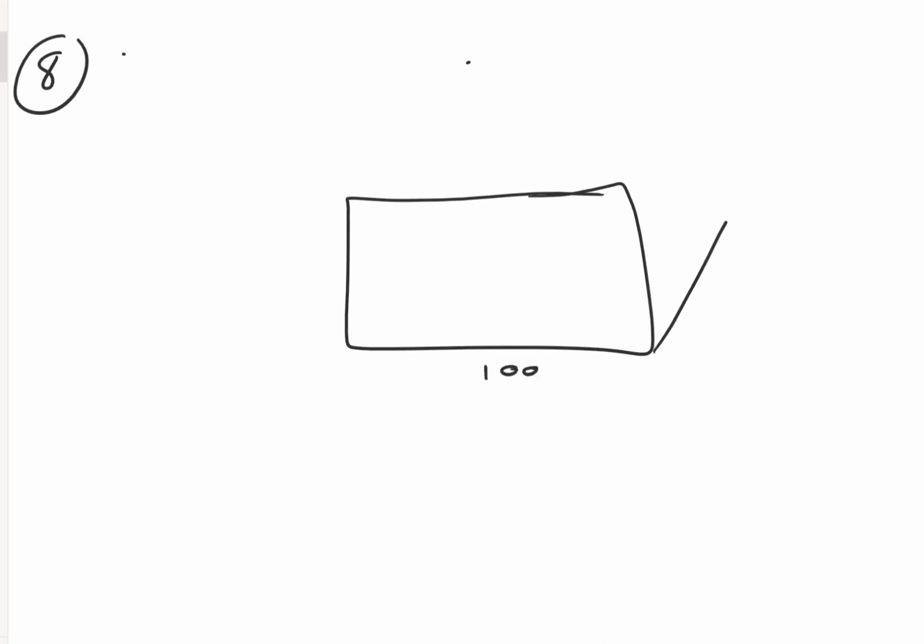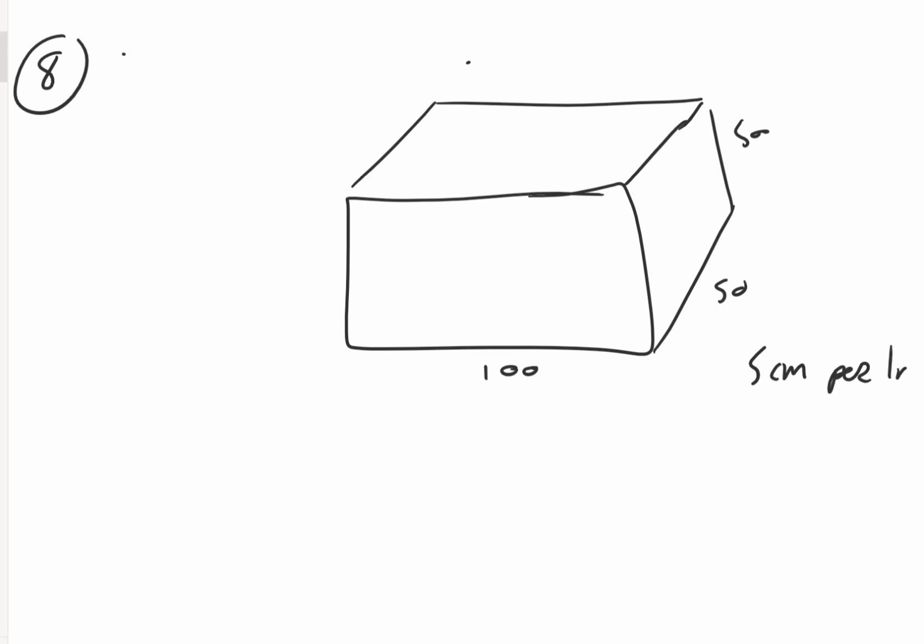Okay, last question. It says the water tank in the attic measures 50 high, 50 wide, 100 long. Okay, I'll draw it. 100 long, 50, and 50. When the ball cock is fully opened, the water in the tank rises at a rate of 5 centimeters per 1 minute. Find how many litres are passing through the inlet pipe per second.